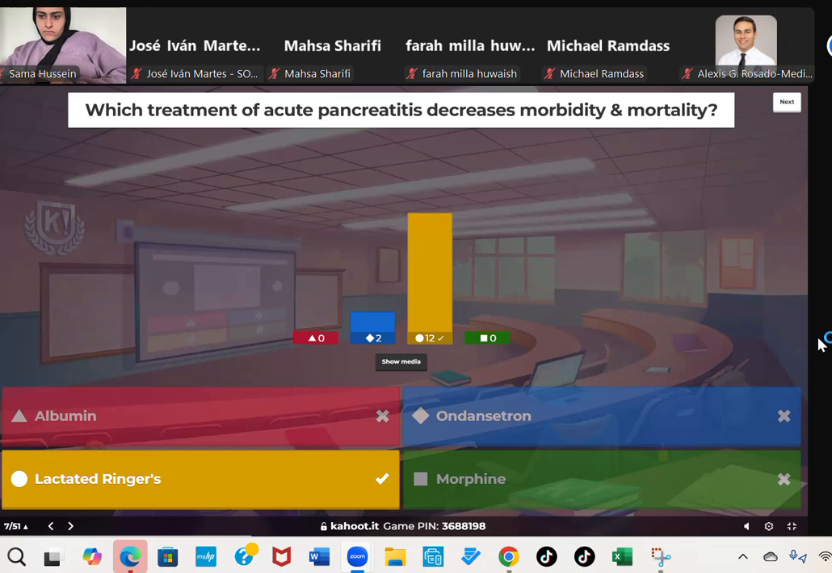Nobody chose albumin, thank goodness. Albumin has a short half-life as a colloid, so not super useful. Ondansetron, I would imagine you were all thinking that it prevents the nausea and vomiting and helps maintain fluid, but when the patients come in, they are already dehydrated. They already do not have enough fluid. So we really need to tank their fluid up so that they are able to perfuse their organs. And morphine is for the treatment of pain. So ondansetron and morphine are important for symptom management, but they don't help with morbidity and mortality.